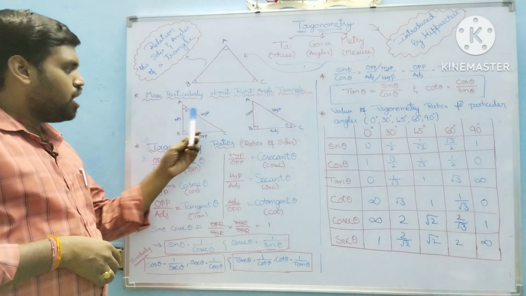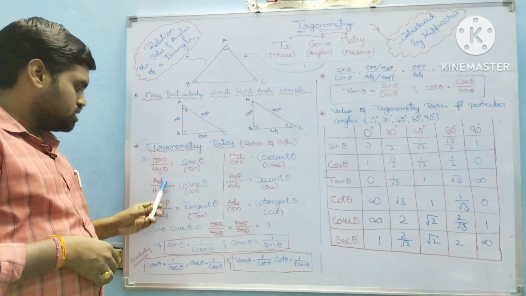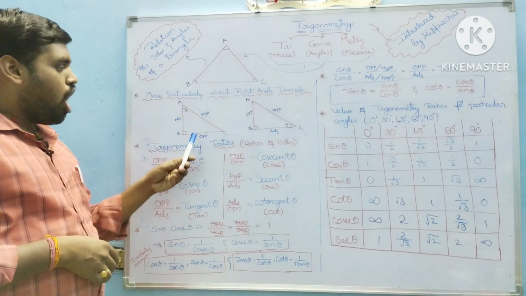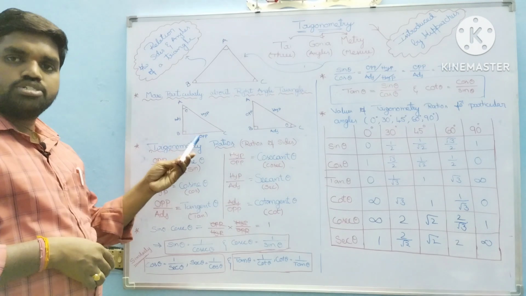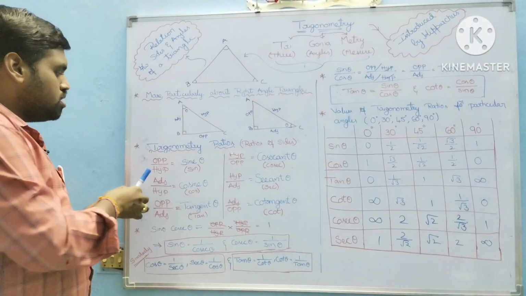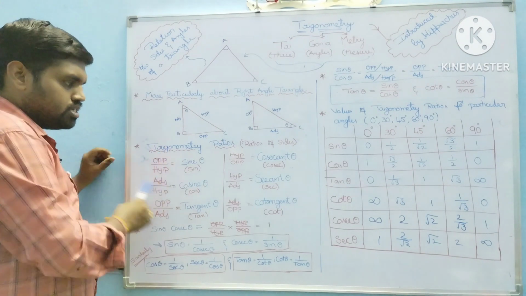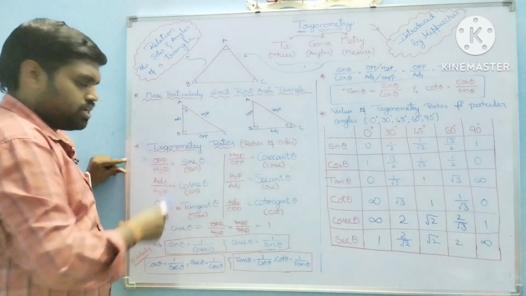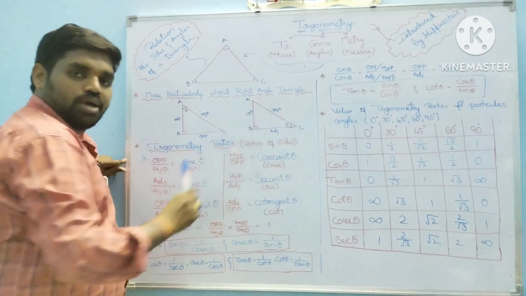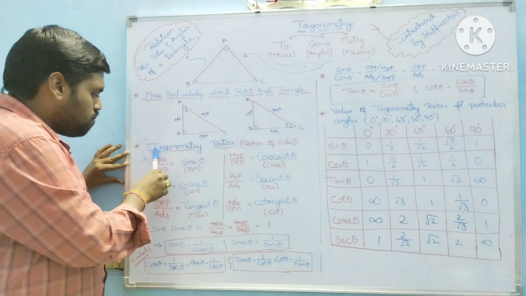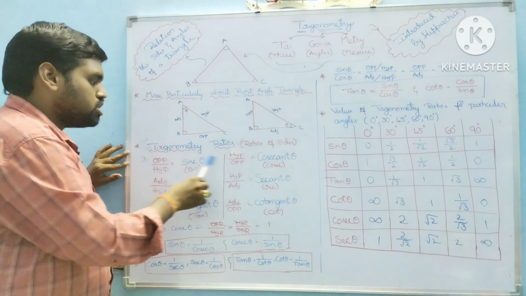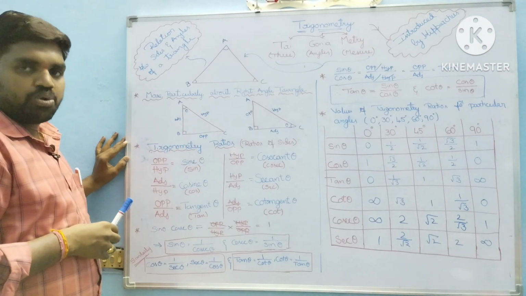The adjacent side by hypotenuse ratio is named cosine theta. Opposite side by adjacent side is named tangent theta. When you reverse the opposite by hypotenuse, it becomes hypotenuse by opposite side. This ratio is named cosecant theta. When you reverse the opposite by hypotenuse, it is formed, and that's why these two are called reciprocals of each other.